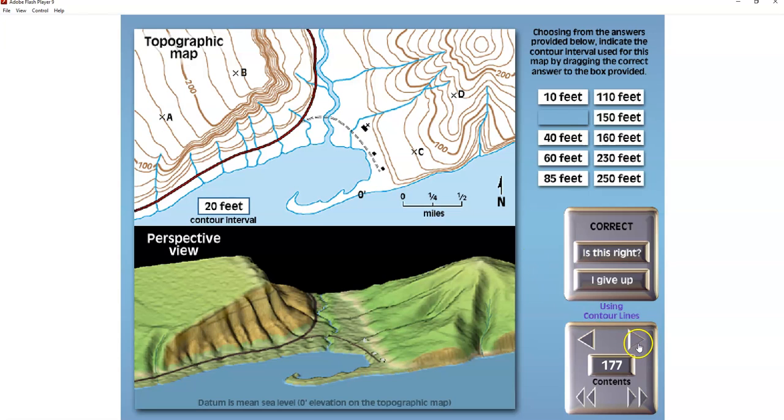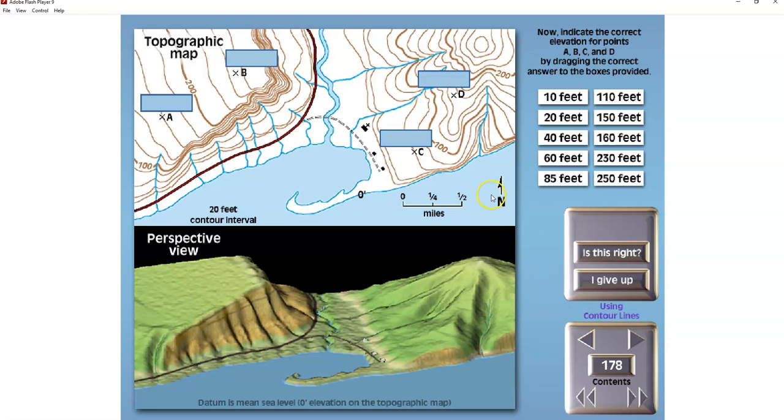And it is. Now, indicate the correct elevation for points A, B, C, and D by dragging the correct answer to the boxes provided. So you're going to see this on some of the assignments this week. So we'll start with A. A is sitting right on a contour line. So again, this was 100, and our interval is 20 feet. So that's 120, 140, 160, right? Because you're going uphill. So we're going to put a 160 right there.